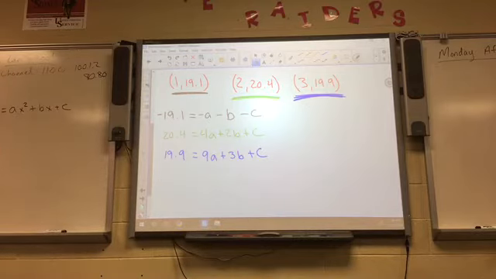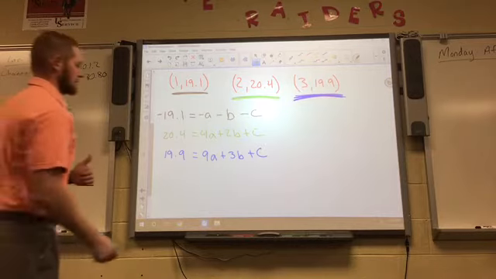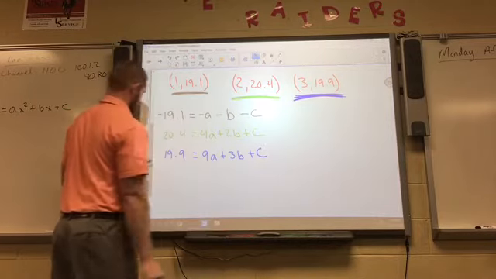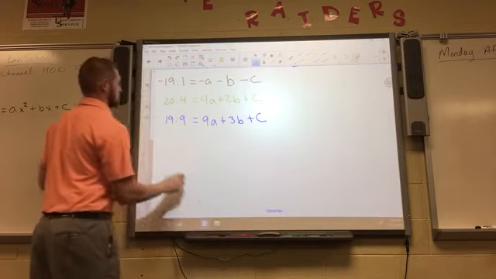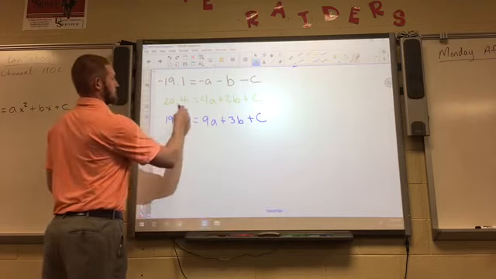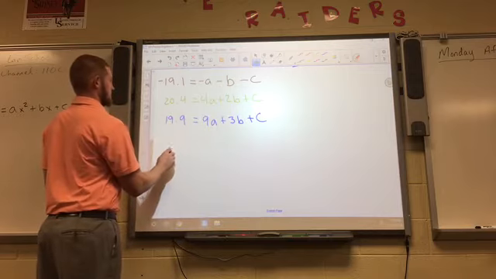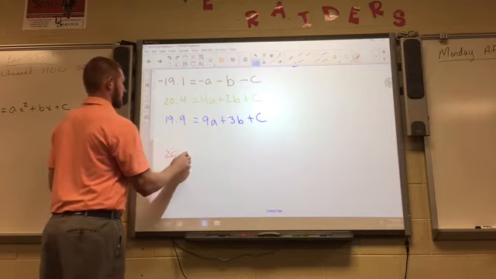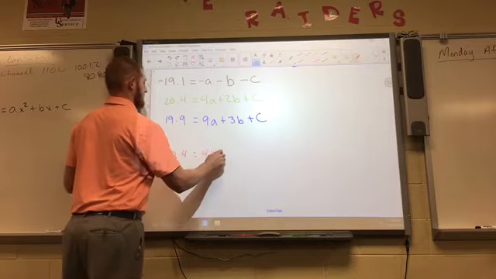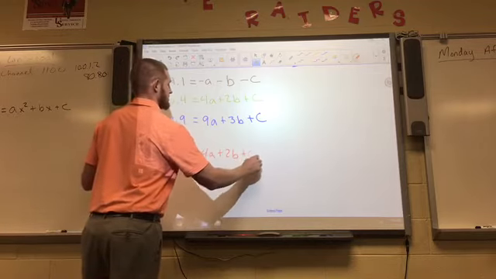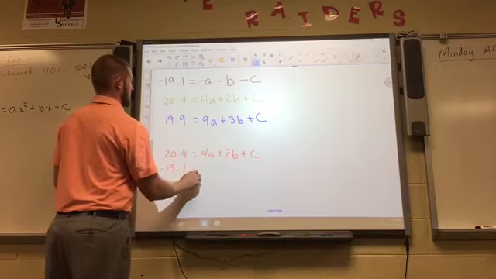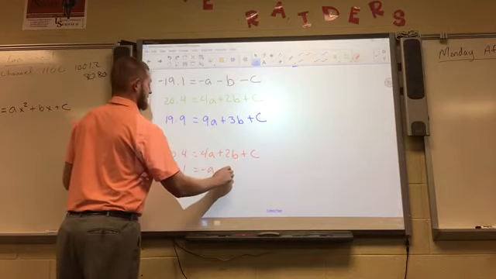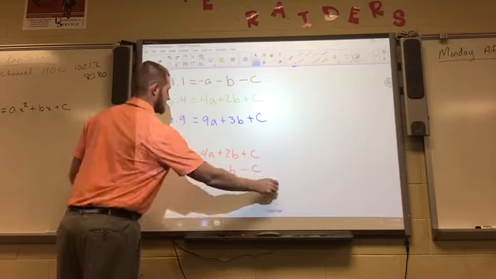Is everybody good on why we just did that? Okay. So now I just have to take 2 equations, and I'm just going to start with my green one and my black one. So I'm going to have 20.4 equals 4a plus 2b plus c, and I'm going to have negative 19.1 equals negative a minus b minus c.